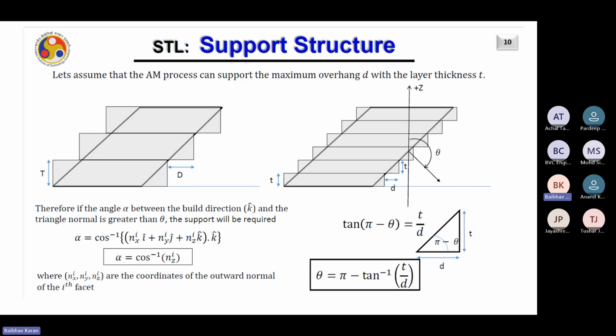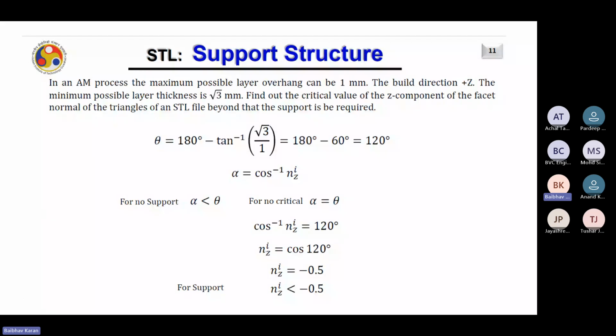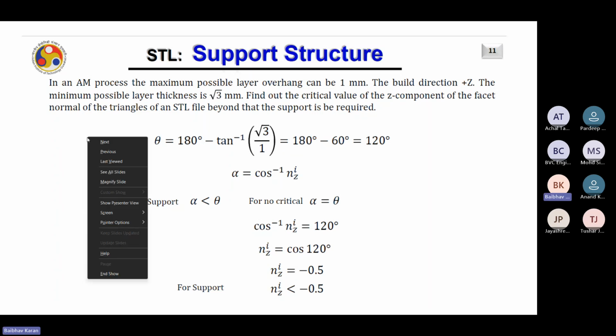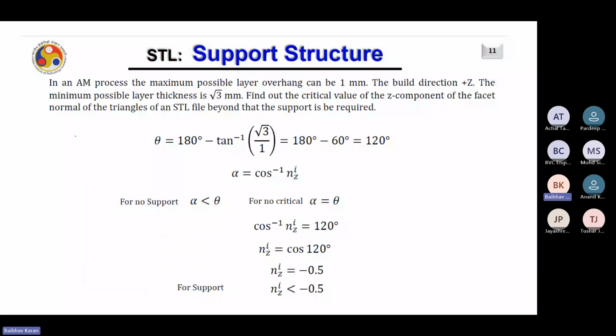So there was one question which was solved by the professor. I will solve that as an example for you, and after that we'll be solving one more question based on this formula. Just try to remember this formula: theta equals pi minus tan inverse of T upon D. This question was solved in the lecture as well. I will try to solve it again. It is based on the formula which I mentioned in the previous slide.